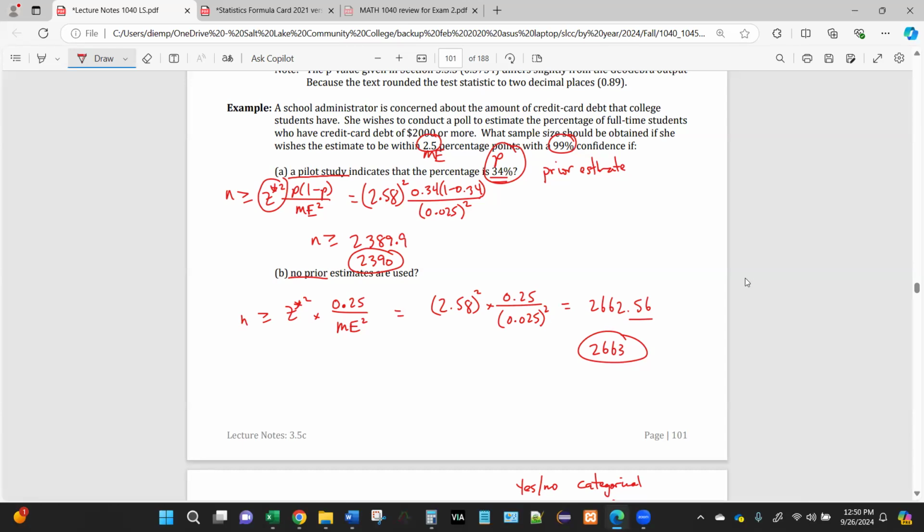And on a homework problem, that's not a big deal. But if you actually have to talk to 300 more people, that takes time, right? So we like prior estimates. That's one of the reasons that researchers look at the work that their colleagues are doing, right? So they can save some time and money, in this case. So we're all done. That's it.